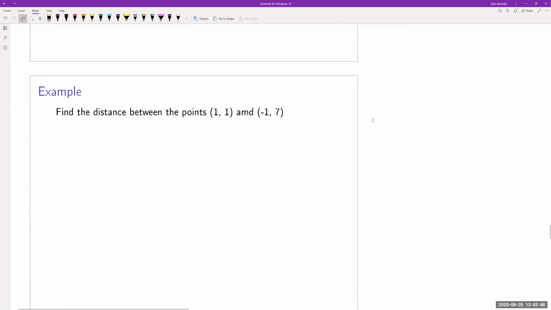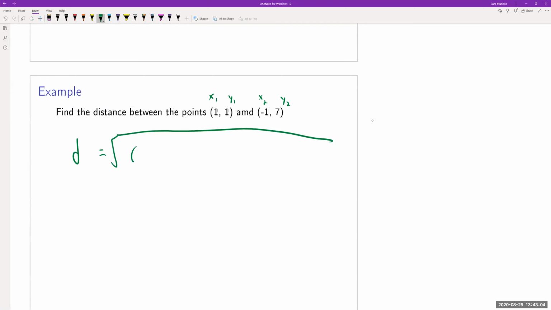Just as a quick example, let's find the distance between these 2 points. It doesn't matter which one I call point 1 and point 2. Let's say this is x1 and y1, and that this is x2 and y2. What I'm going to do here is just plug directly into the formula. Square root of x2 minus x1 squared plus y2 minus y1.